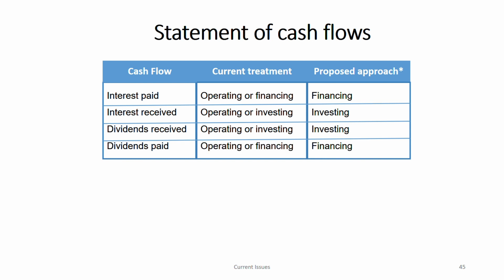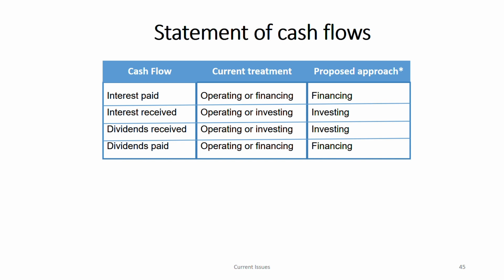Dividend paid, like interest paid, is currently operating or financing. The end result is financing. So whether it's dividend or interest, if it's paid, financing. Same for received, it will be investing. So there is nothing to touch in the operating section. These four areas will not come under the operating section.